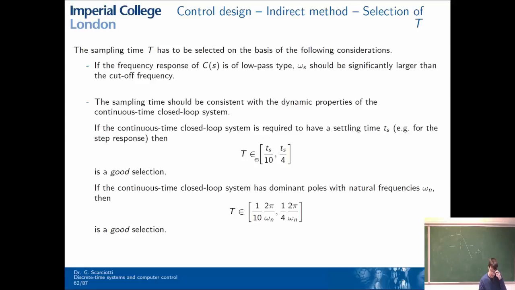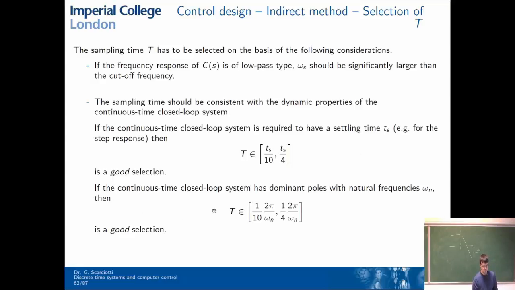So the sampling time has to be between Ts over 10 and Ts over 4, and you can select it as you wish, okay? In general, this is a good selection. It means that in practice, this works and it will allow you to reach, if everything else is selected correctly, the settling time that you want to achieve, okay? Again, there is not a theoretical reason why this is working. This works in practice, okay?